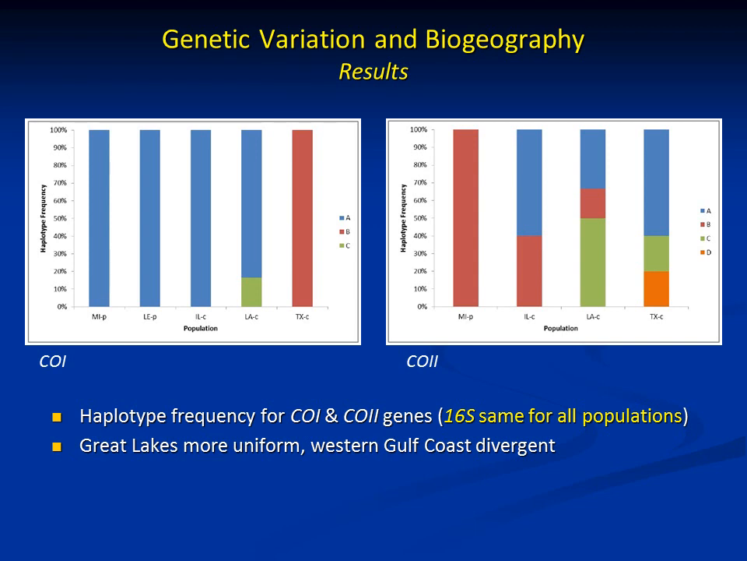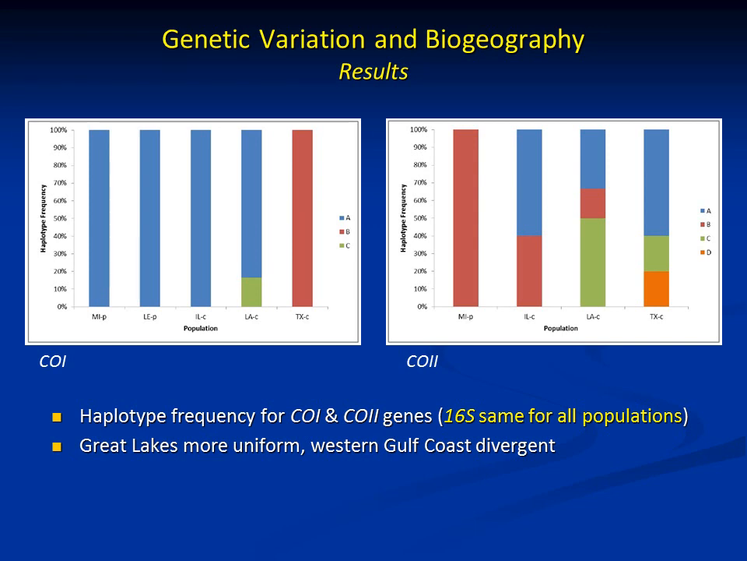So if we look at the CO1 gene, we can see that Michigan, Lake Erie, and Illinois all had pretty much the same level of genetic diversity for that particular gene. Here we see that we've got 2 variants on that particular gene in Louisiana, and then we have a completely different variation of that particular gene in Texas.